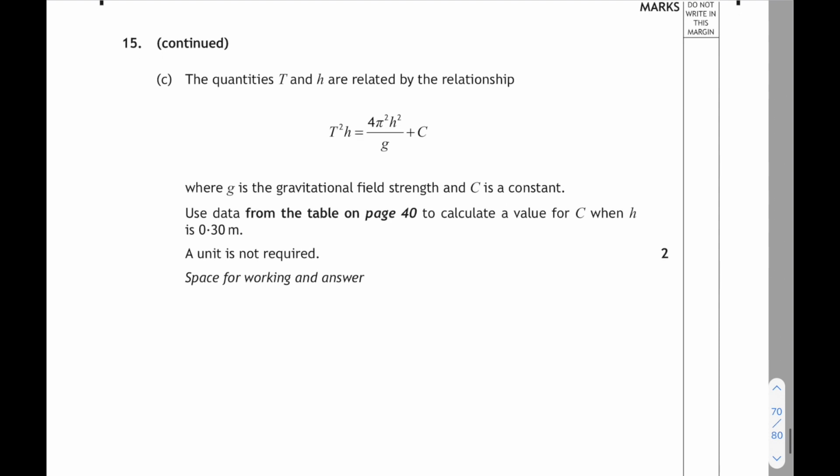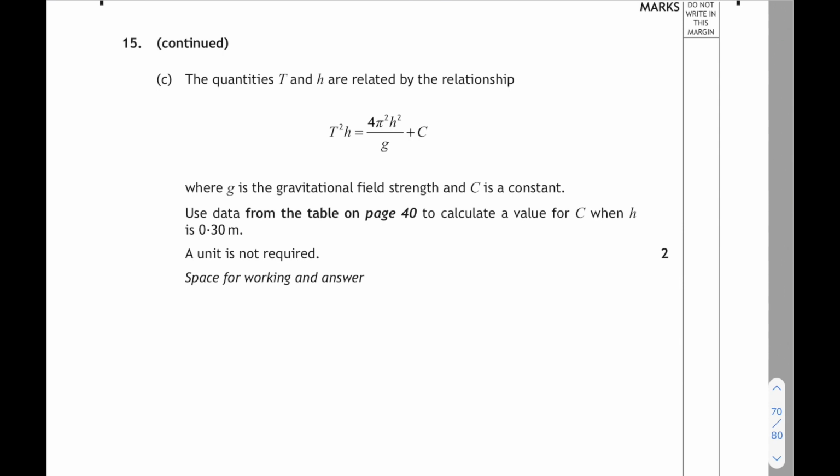Oh, keeps going. 15c. The quantities T and h are related by this relationship: T squared h equals 4 pi squared h squared over g plus c. I have never seen anything like this in my life, where g is the gravitational field strength and c is a constant. Using data from the table on page 40, calculate a value for c when h is 0.3. A unit's not required. Okay, I know what g is, and we have to use values from the table on page 40 to try and find c when h is 0.3.